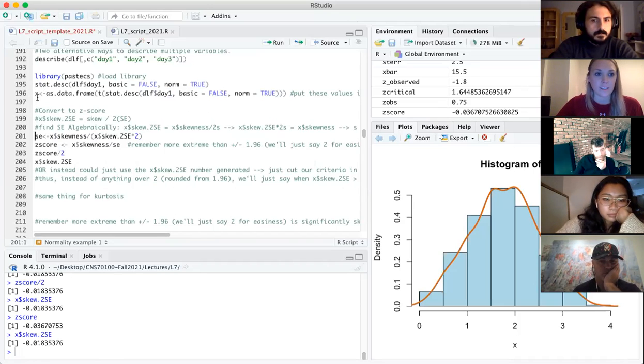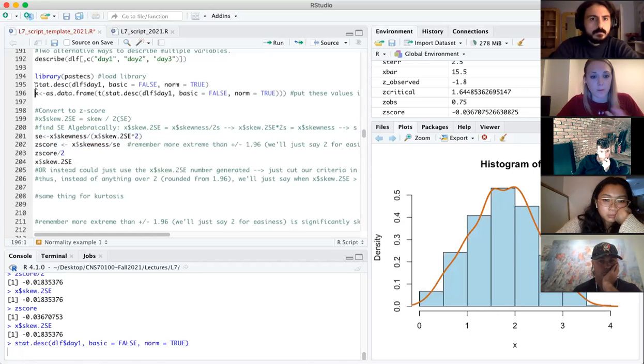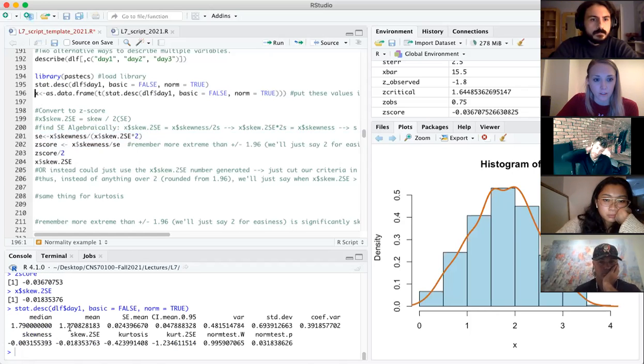So essentially this is just showing you algebraically why this math works out. You don't have to go through this step all the time. All you have to do is run stat.desc and look at the skew.2SE and ask, is this more extreme than positive or negative 1? If yes, it's significantly skewed. If no, you didn't violate.